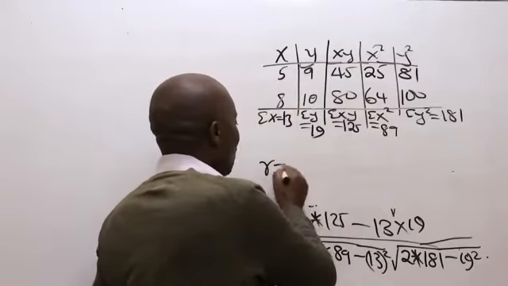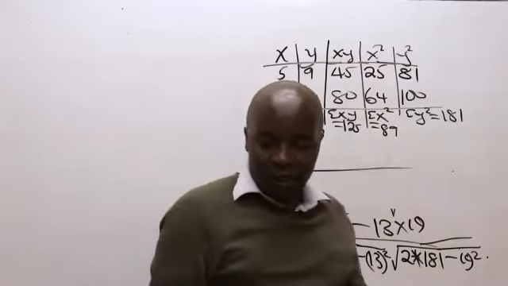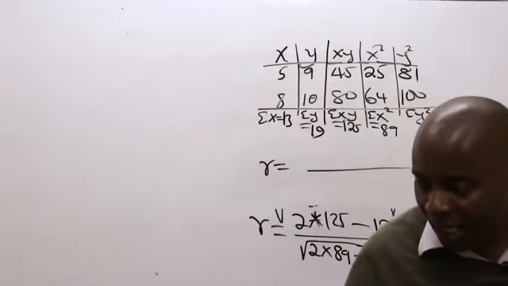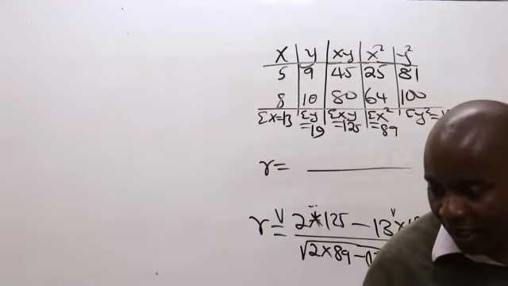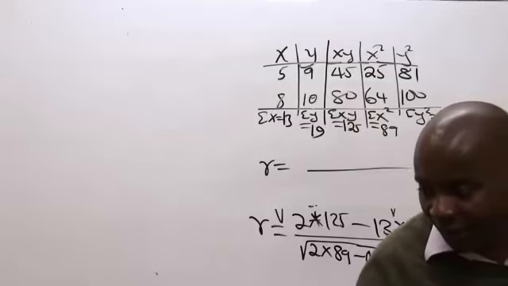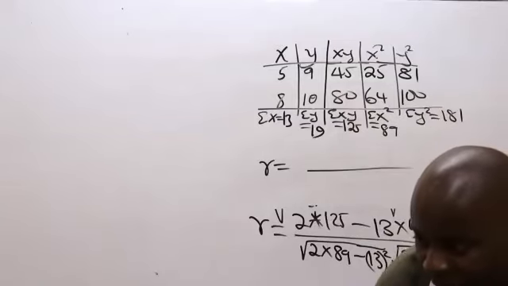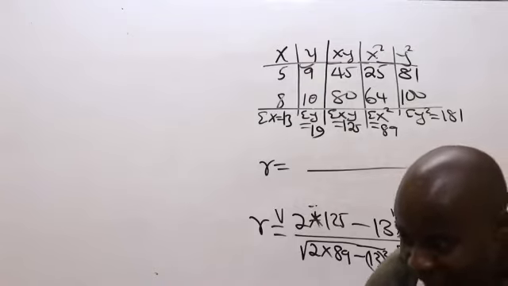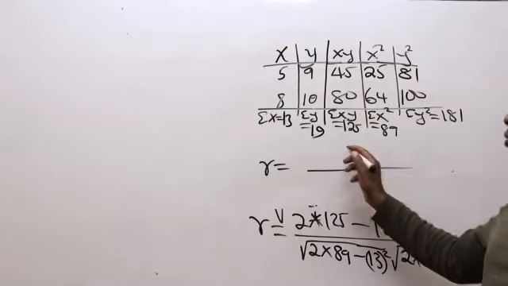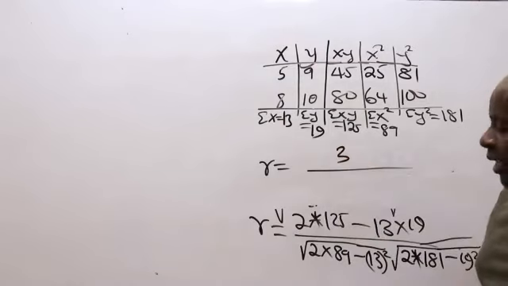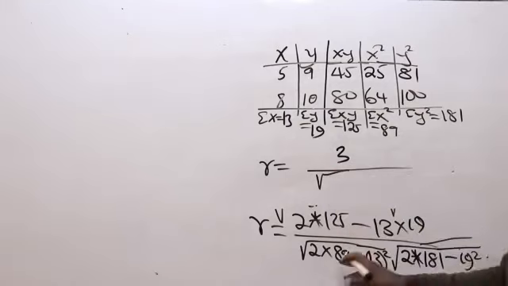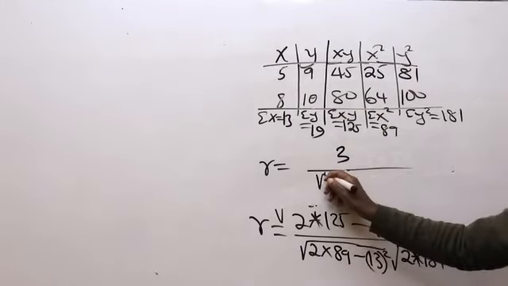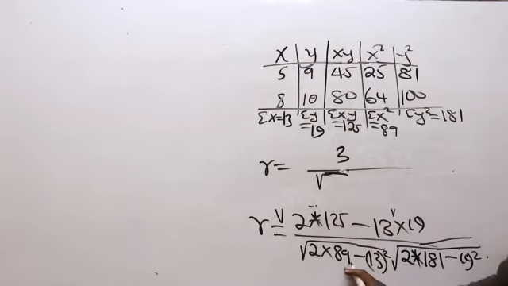R will be equal to what? Somebody give us the numerator. Already they have the answer. I'm being given a numerator of 3. How about what we have under the first square root? What do we have here under the first square root? 2 times 89 minus 13 squared.